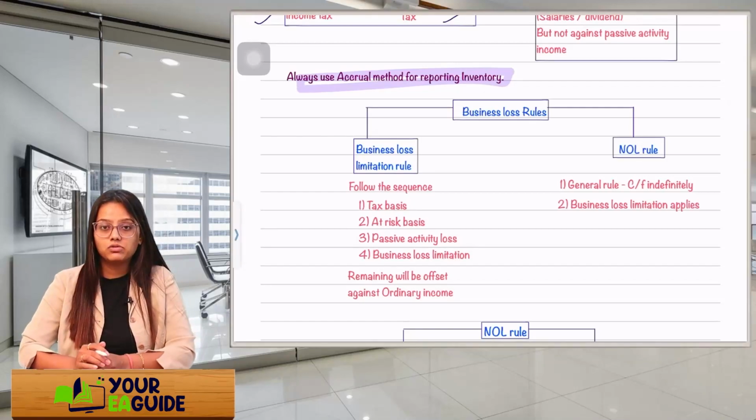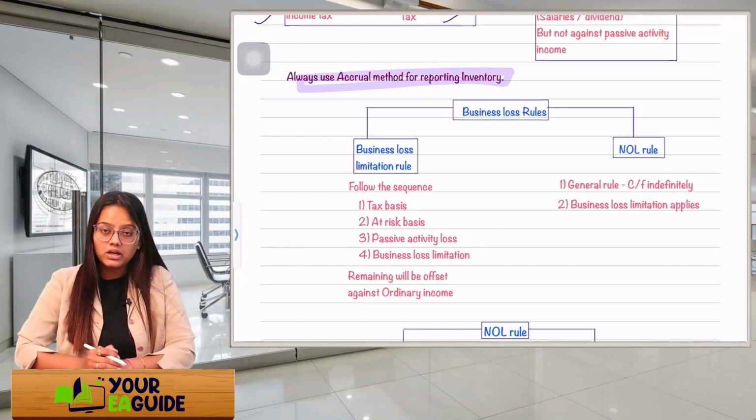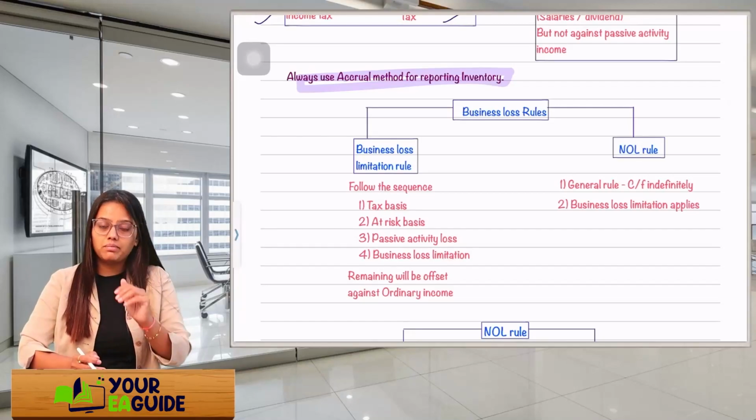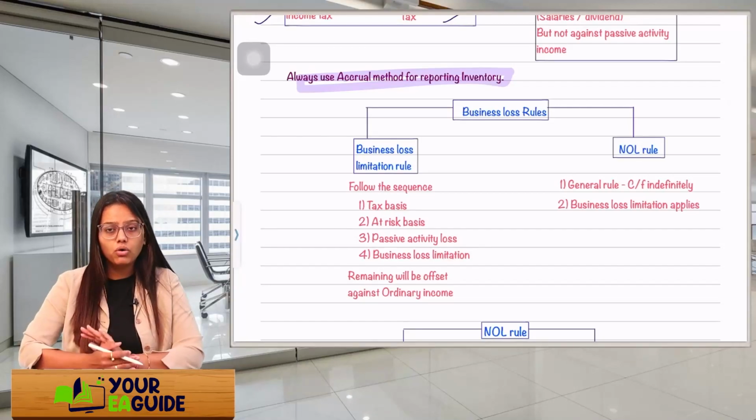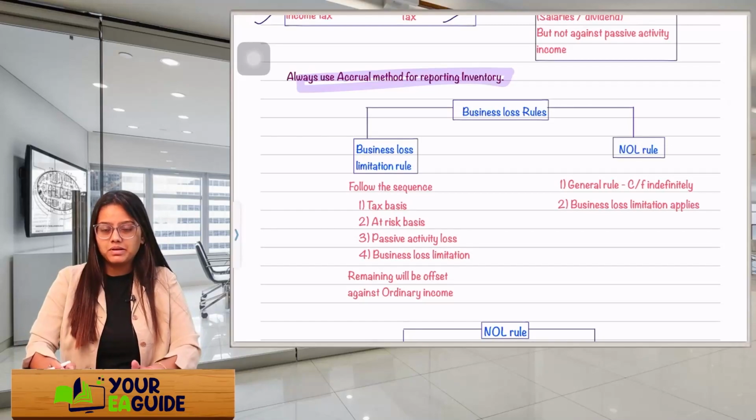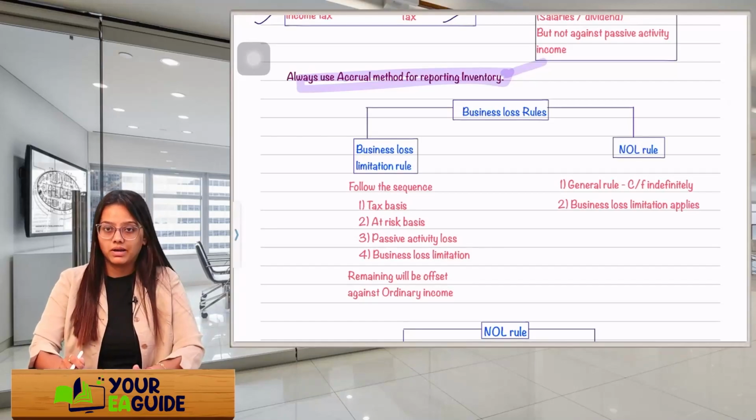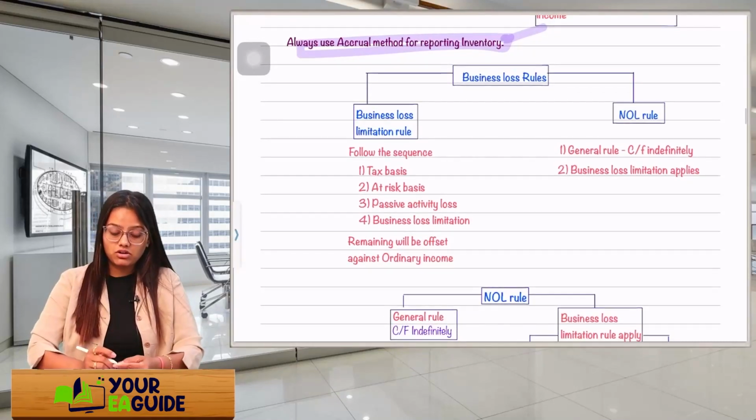Next, always use the accrual method for reporting inventory. Even if you are a Schedule C filer, if you want to report inventory and maintain inventory in your books, you will have to use the accrual method of reporting. The whole tax return will be filed based on the accrual method if you want to maintain the inventory valuation as well. Okay, now what is the business loss limitation rule?